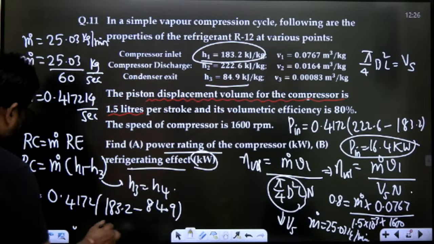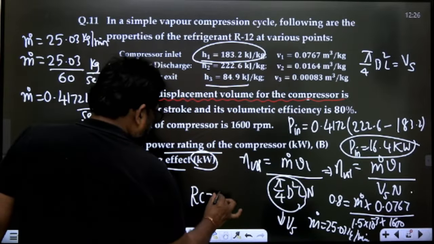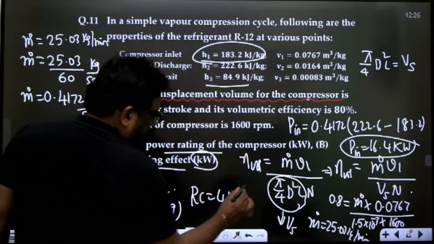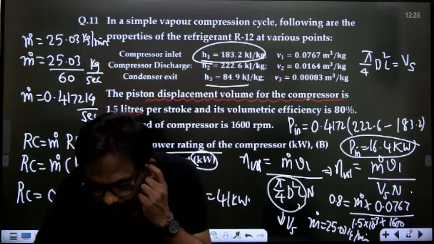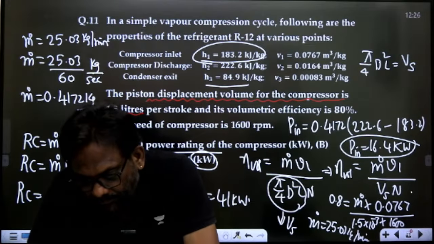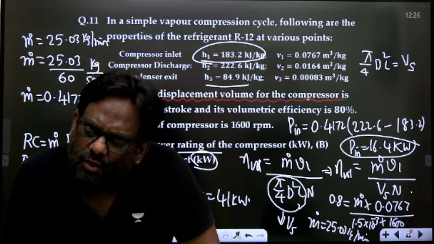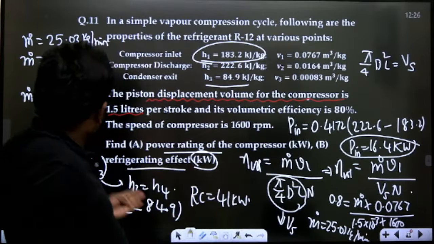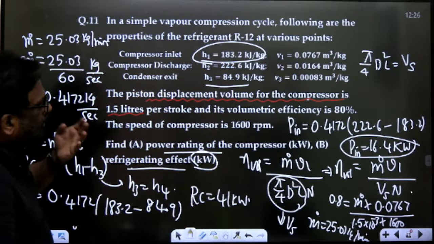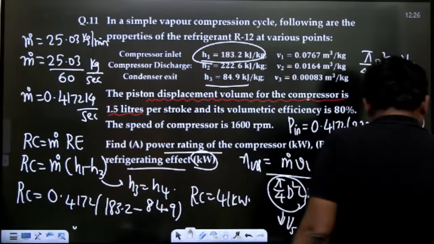So it is 41, right? I am getting this as 41 kilowatt, correct? Is it 41 kilowatt? Wonderful, sir. So can I calculate COP? The power is 16. He has not asked, but anyway.